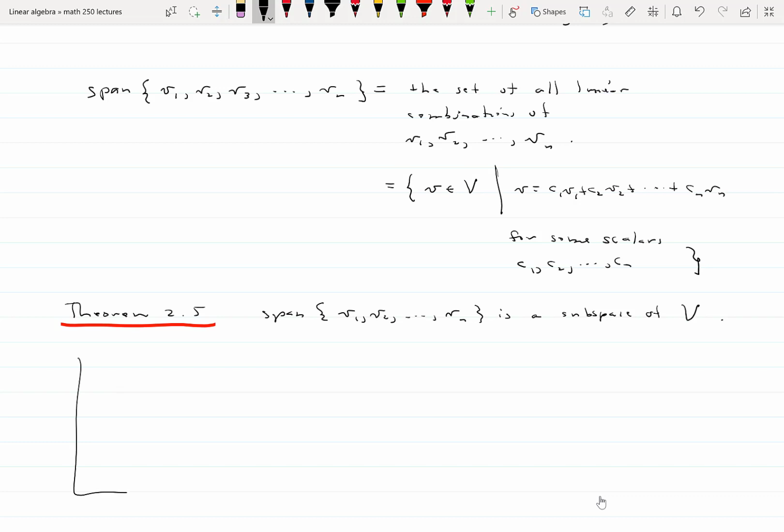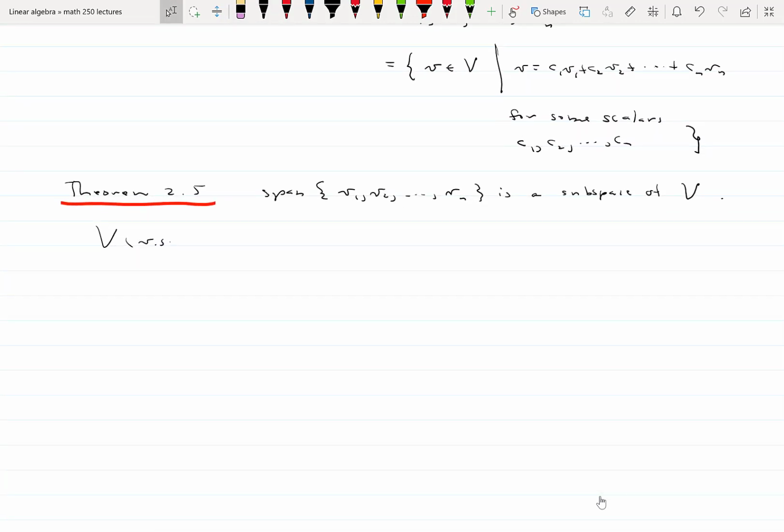Okay? Keep in mind what's going on here. We have a vector space, V. I'd kind of like to make my vector space bigger here. Let me make it bigger.